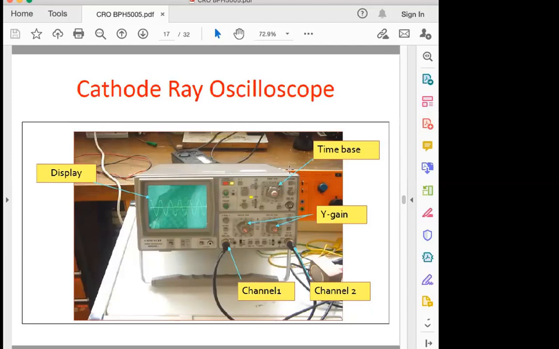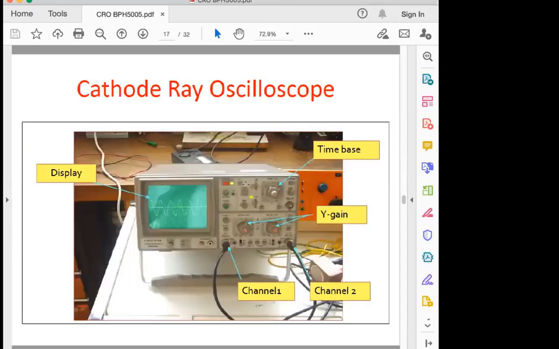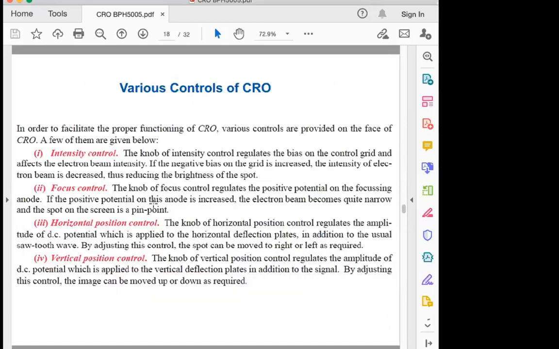in application. As of now, today we discussed the operation of the amplifier, how it works. Then you see what the various controls of the CRO are, what all we can control. In order to facilitate proper functioning of the CRO, various controls are provided. Controls means the many knobs on it, with which we make the signal we gave appear on the screen, and for that some settings have to be made first. Those settings are made with the controls. So what are those controls?